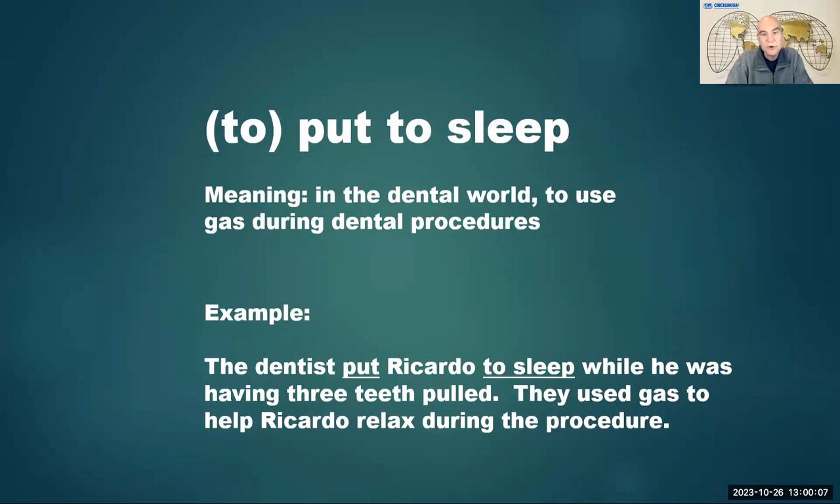The dentist put Ricardo to sleep while he was having 3 teeth pulled. They used gas to help Ricardo relax during the procedure. Okay, so this gas caused him to relax and then finally to fall asleep so that he wouldn't experience the pain.